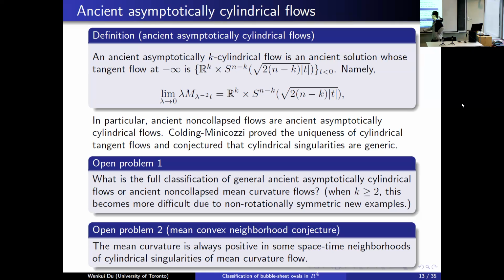It says that the mean curvature is always positive in some space-time neighborhoods of cylindrical singularities. If we meet a cylindrical singularity, then in a parabolic neighborhood, the mean curvature should be non-negative. The proof of this conjecture is basically by blowing up. If it doesn't hold, you do the blowing up, and you get some ancient solutions. And if you know the ancient solutions classification, you get some contradiction.